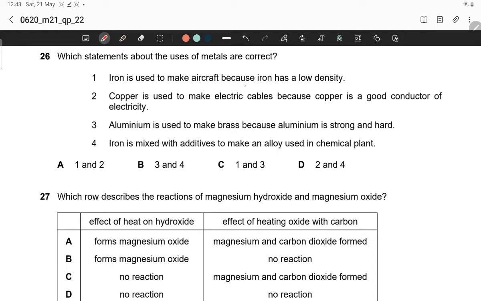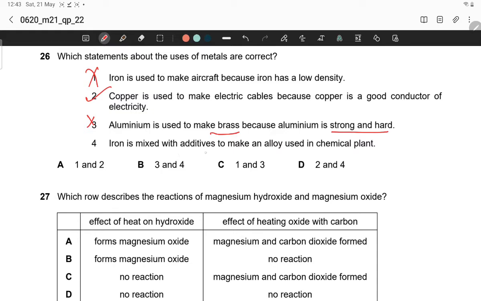Iron is used to make aircraft because iron has low density. Iron has high density, so it cannot be used to make aircraft bodies. Copper is used to make electric cables because copper is a good conductor. Yes, correct. Aluminium is used to make brass because aluminium is strong and hard. Brass, no, it cannot be used to make it because aluminium is low density, not a hard metal.